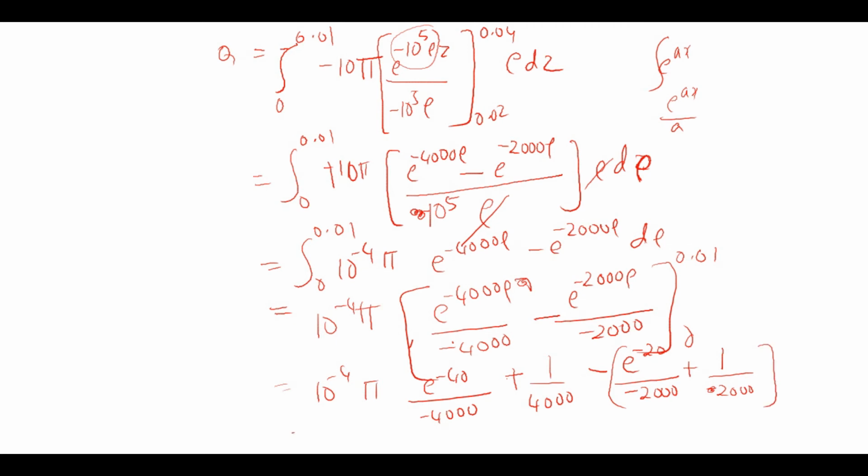So e raised to minus 40 divided by 4000 minus e raised to... so simplify this value and you will get the final answer. So this is your homework for you to find the final value. So this is one of the questions. We'll discuss one more question today.